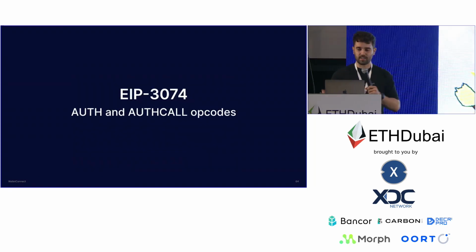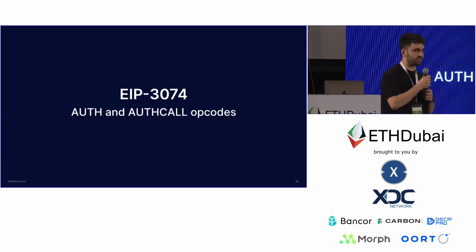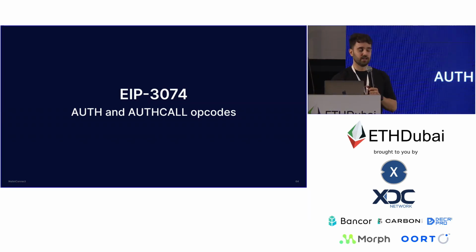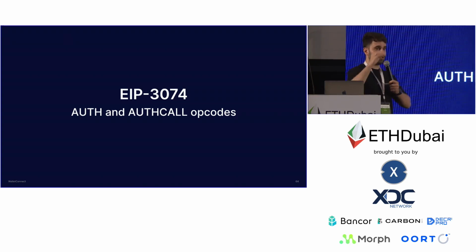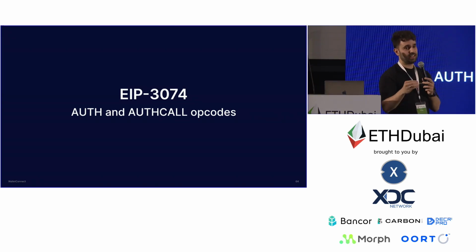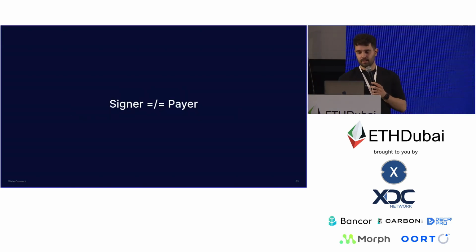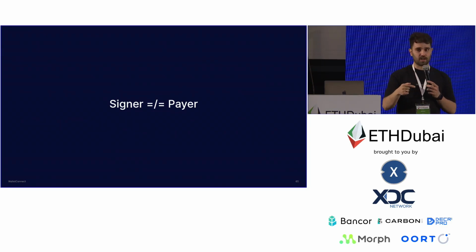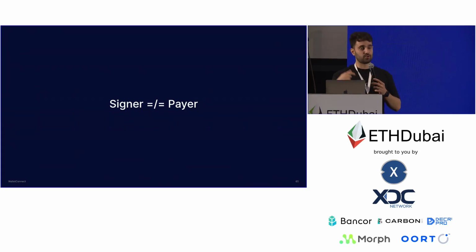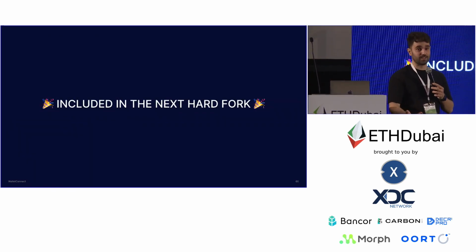And some things are already in motion. So for example, EIP 3074 introduces the AUTH and AUTHCALL opcodes to actually change how the EVM works. And this means that external accounts will now gain the capability of separating the signer from the payer. So this thing that we talked about before, that was exclusive to smart accounts, is now in progress to change in the EVM, which is really powerful, and it's now going to be included in the next hard fork.